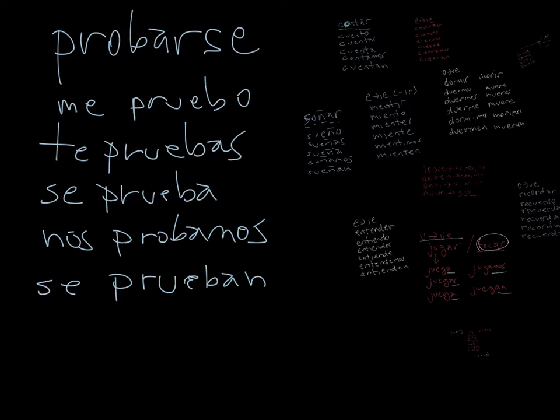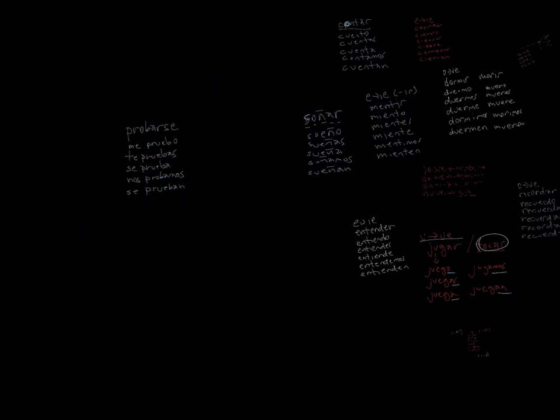And the reason why we have these me, te, se, nos, se is because this is a reflexive verb. Probar by itself, if we forget about the se, is to try, as in to sample. I want to try that car. I want to try this class, right? That's going to be probar. But if you want to try on, you don't try on the class, you don't try on the car, right? If you try on, it's probarse. If you just try, as in to sample, it's probar. Okay, and these were the conjugations.